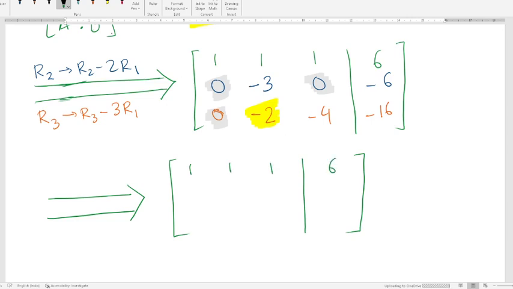right? On the second column, if you look at the second column carefully, what you can do is that R2 is R2 divided by -3, right? So it will become 0, 1, 0, 2. It looks beautiful now. And the third row, we can divide the third row by again -2. So R3 by -2. So 0, 1, 2, 8. Right? But again, if you are comfortable dealing with fractions and ugly numbers, you are most welcome.